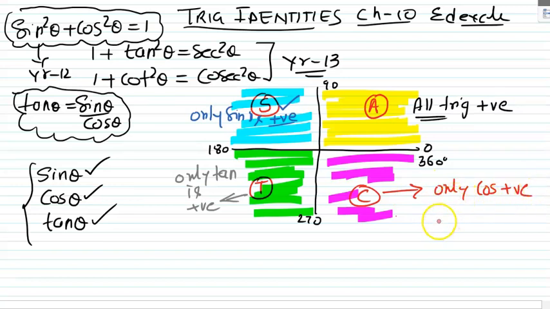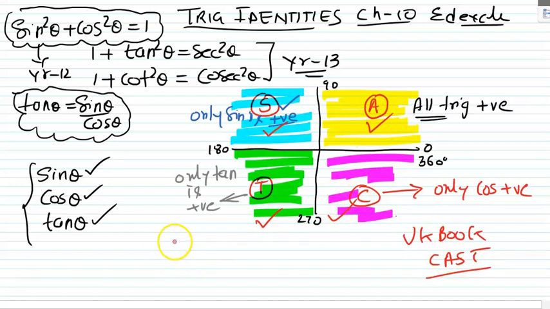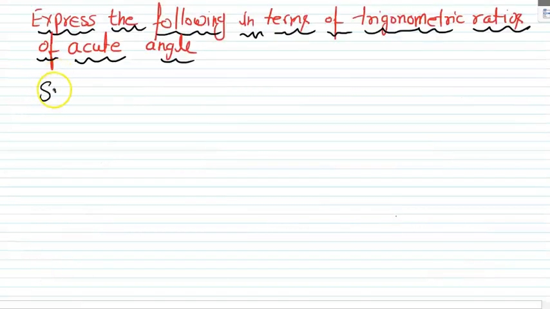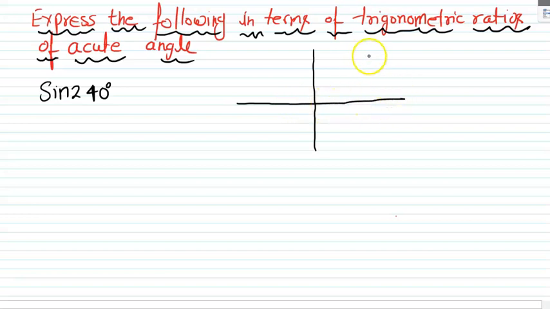Okay. So how beautifully we are going to use this add sugar to coffee thing. In UK books, you can find this as a CAST diagram, C-A-S-T. But we are following add sugar to coffee. Let's go for the question and see how we use this in our questions. If it is given sine 240 degrees, what you need to do is draw the quadrants and write down here, add sugar to coffee.